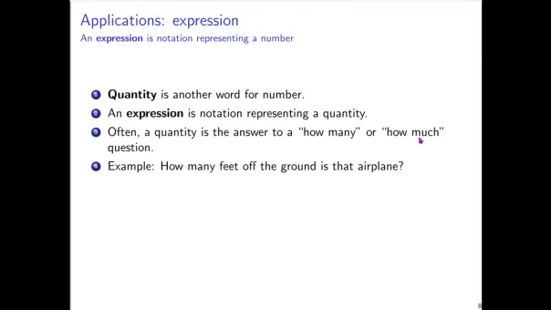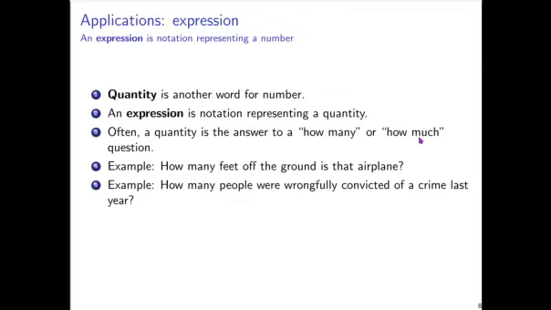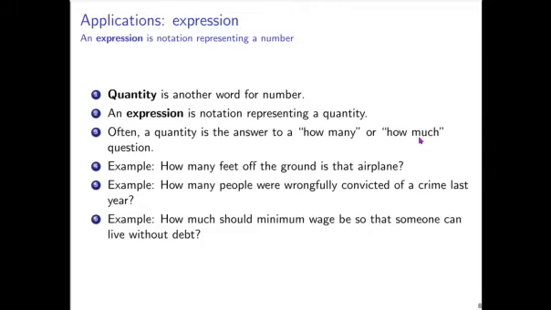For instance, how many feet off the ground is that airplane? How many people were wrongfully convicted of a crime last year? How much should minimum wage be so that someone can live without debt? These are important questions, right? For the safety of airplanes, justice, having a living wage, just being able to pay the bills and all that. These are quantities that are important, and so we write these things down using expressions.